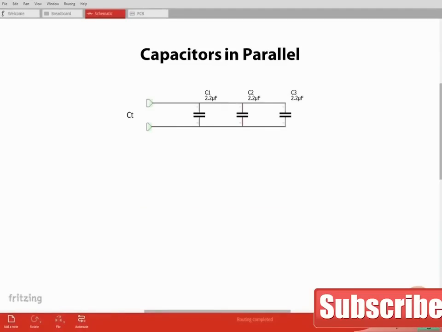Capacitors in parallel are, however, simply added up to get their total capacitance. The total capacitance of this circuit is 6.6 microfarads.